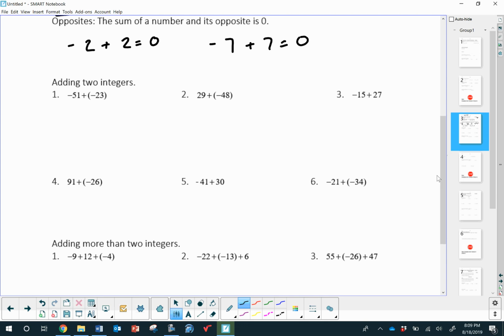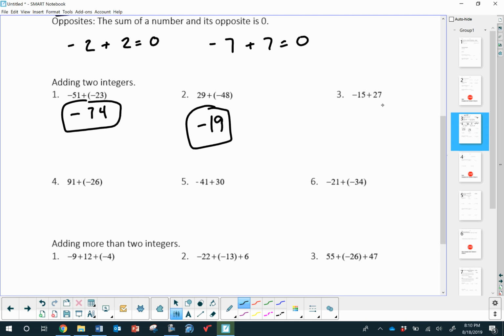All right, we're going to practice with a few examples using the rules above. In the first one, we have negative 51 plus negative 23. They're both negative, so we know our answer is going to be negative. If you add 51 and 23, you'll get 74, so your answer is negative 74. In number 2, I noticed that I have different signs. So we need to subtract 29 from 48, which is 19. The greater absolute value is 48, it's negative, so my answer is negative 19.